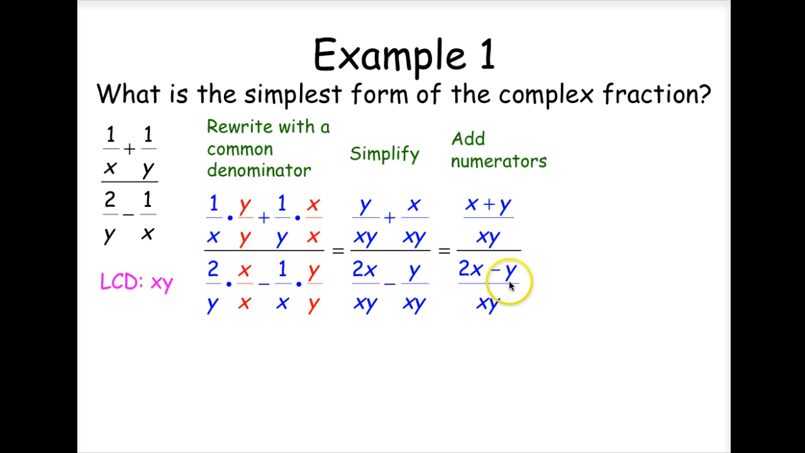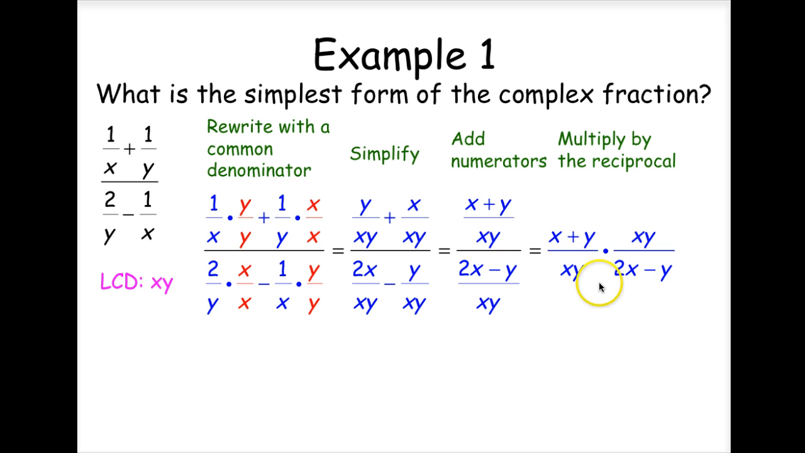Okay, so it's starting to look a little simpler already, right? And remember, whenever you're dividing by a fraction, you multiply by its reciprocal. Notice the xy, they will cancel out, leaving us with x plus y over 2x minus y. That wasn't so bad, was it? Let's try another.